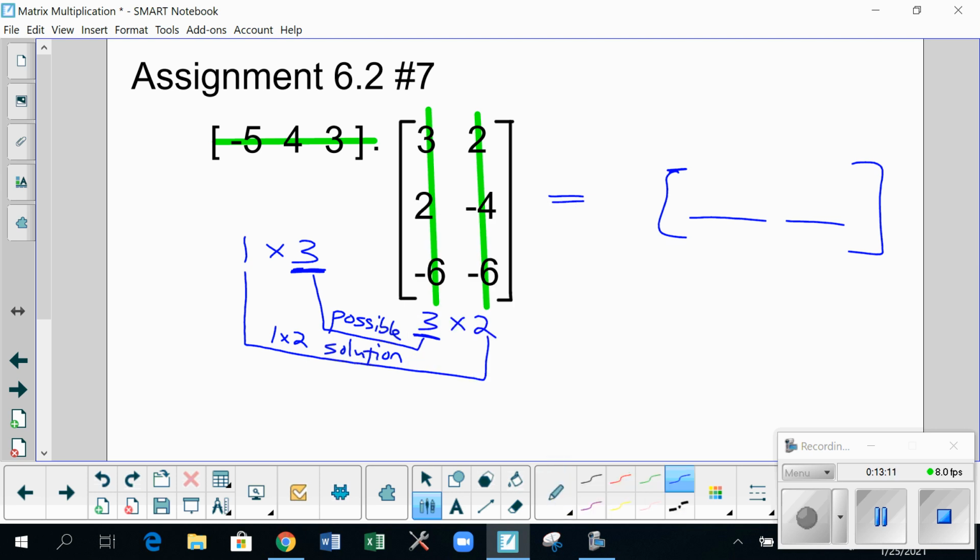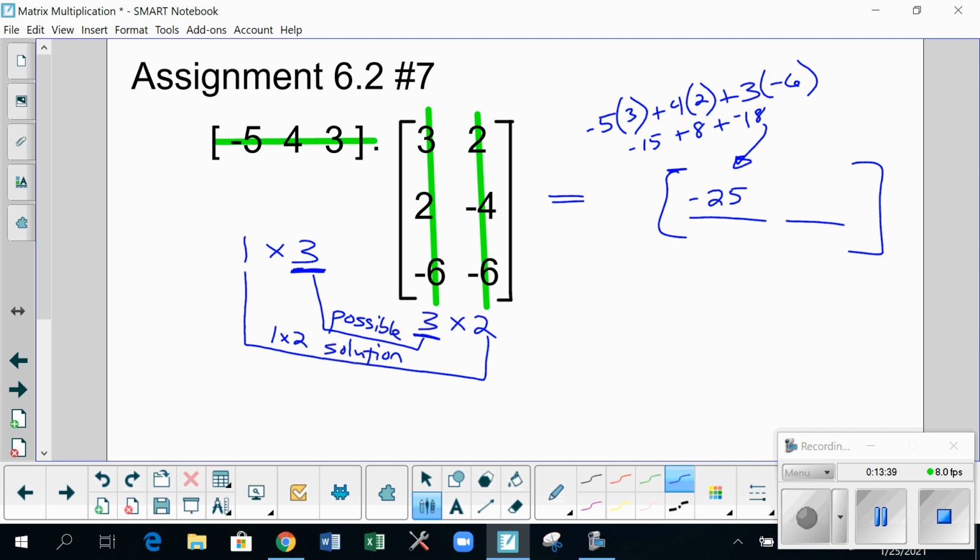Okay, so for my first answer, I'm going to group the row of my first matrix, the -5, 4, and 3, with the left column of my second matrix, the 3, the 2, and the -6. All right, and I'll actually show the steps. This is -15 plus 8 plus -18. That adds up to -25. Okay, so there's that answer.